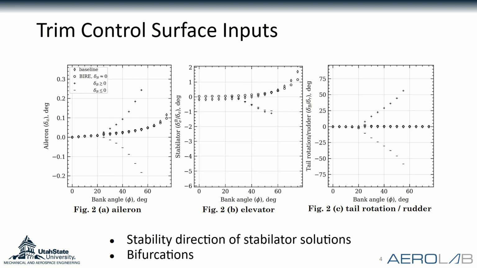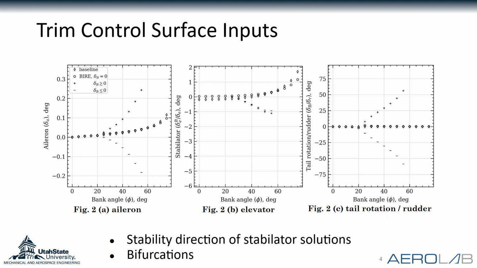So these are the trim control surface inputs for the BIRE aircraft and the baseline aircraft. The baseline aircraft is that fighter that still has the vertical tail. And I want to explain these plots a little bit because the legend will stay throughout this presentation. I want to clarify that all of the solutions I'm going to talk about here are for a steady coordinated turn and for one CG location. So the CG is at the nominal location, and these are at a flight condition of 15,000 feet, Mach 0.6.